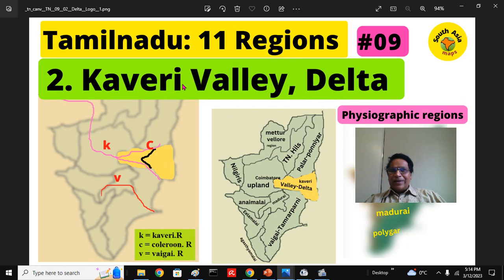There are 11 regions, among which this is the second region, but the series itself is part 9.